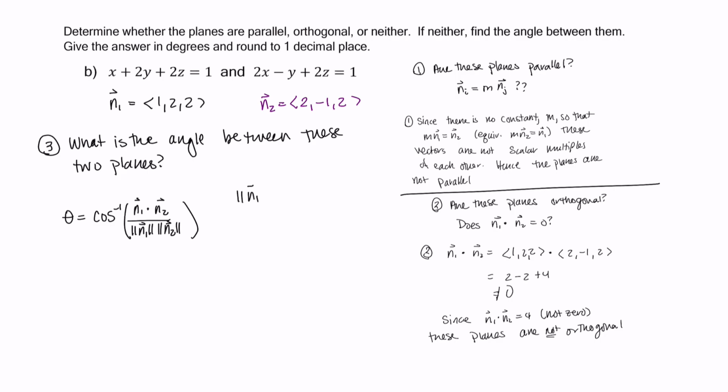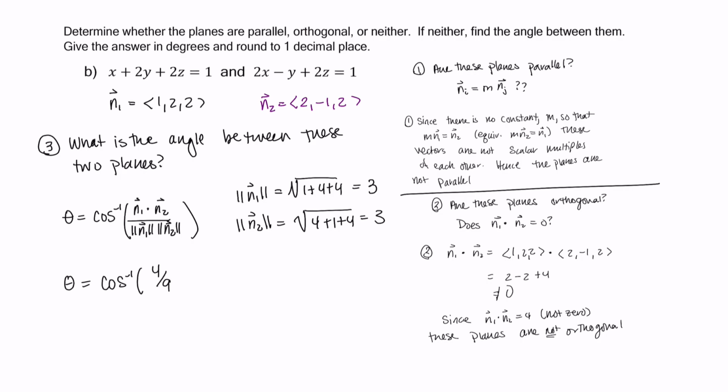The magnitude of n1 is equal to the square root of 1 plus 4 plus 4, so that's the square root of 9, so 3. And the magnitude of n2 is equal to what? 4 plus 1 plus 4, and again, that's the square root of 9, so this is 3. So theta is equal to cosine inverse of 4 over 9, and this works out to be about 63.6 degrees. So they intersect, and the angle between them is 63.6 degrees.